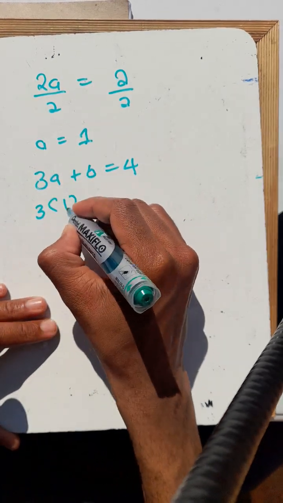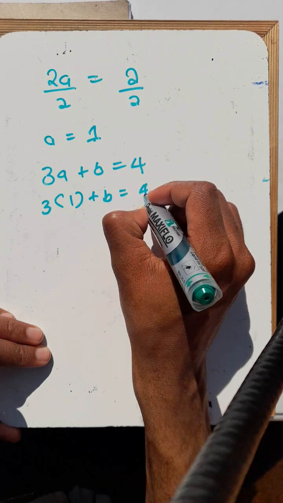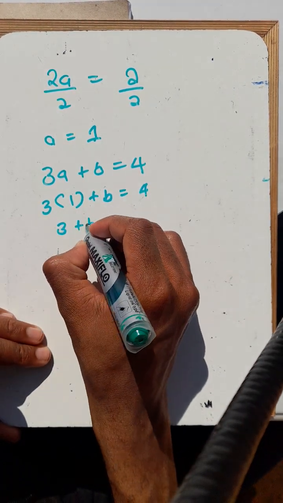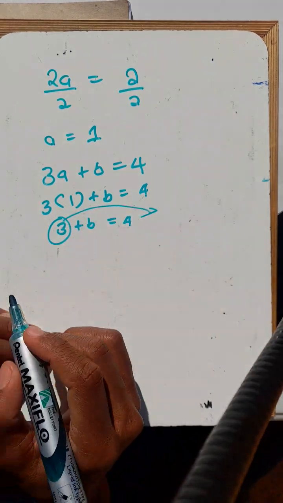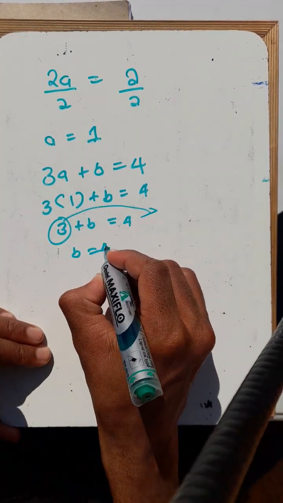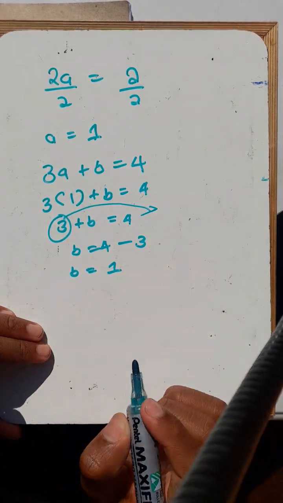3 open brackets 1 plus b is equal to 4. 3 plus b is equal to 4. Take 3 to the other side across the equal sign. So b is equal to 4 minus 3, so b is equal to 1. Let's look for c.